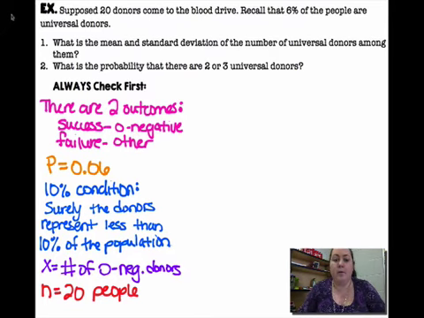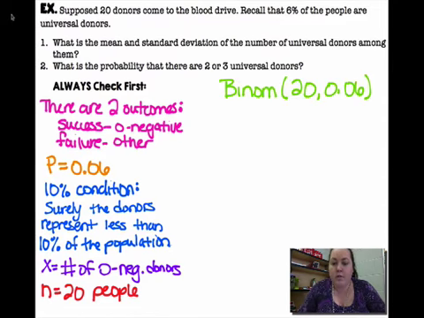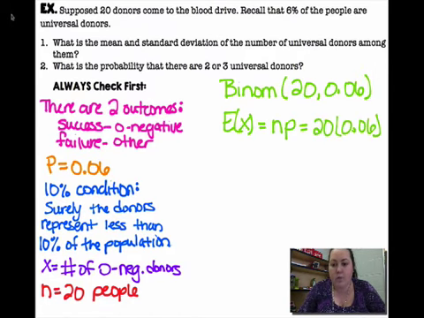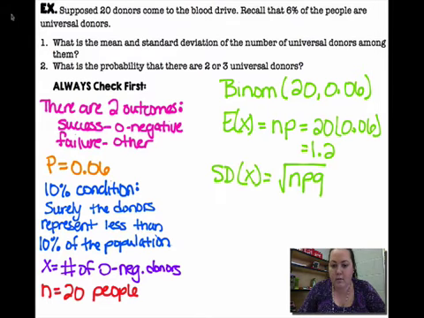So when you have something where you have to check conditions, you want to make sure you have all the conditions bulleted out before you start any work. So this is a binomial distribution with an N value of 20 and a probability of 6%. So my expected value, which is the mean, is equal to N times P. So that's 20 times 0.06. So my mean is 1.2.